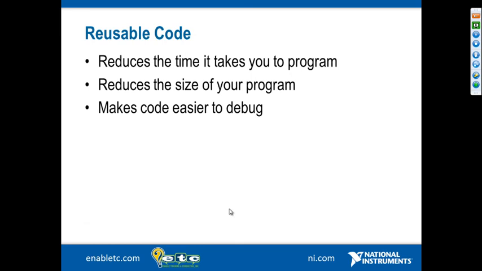Reusable code is a concept that's really important to consider, and state machines in general do a really good job of using it. The idea is that you reduce the time it takes you to program, reduce the size of your program, and of course, because the code is simpler and smaller, your code is also easier to debug. So the idea that we can reuse states to perform the same actions is one which we're going to investigate in this solution as well.